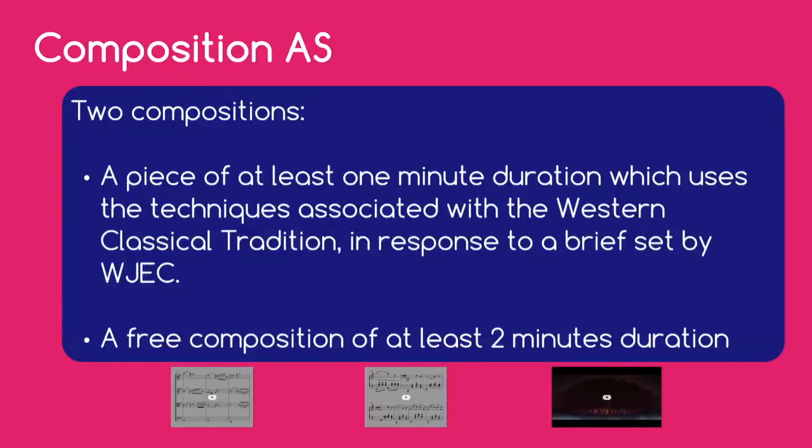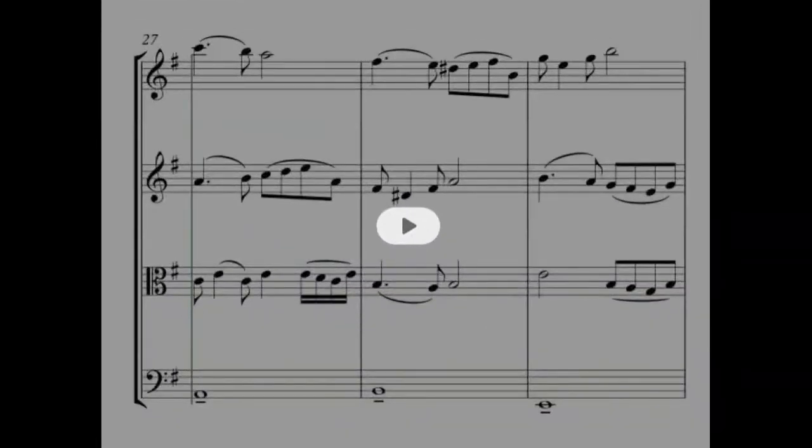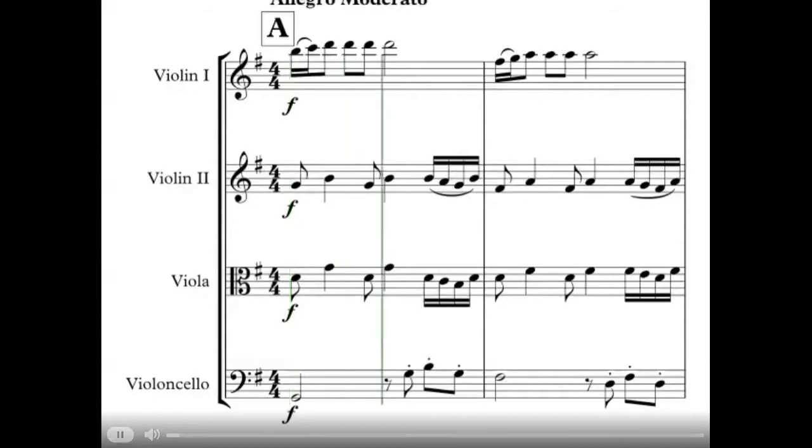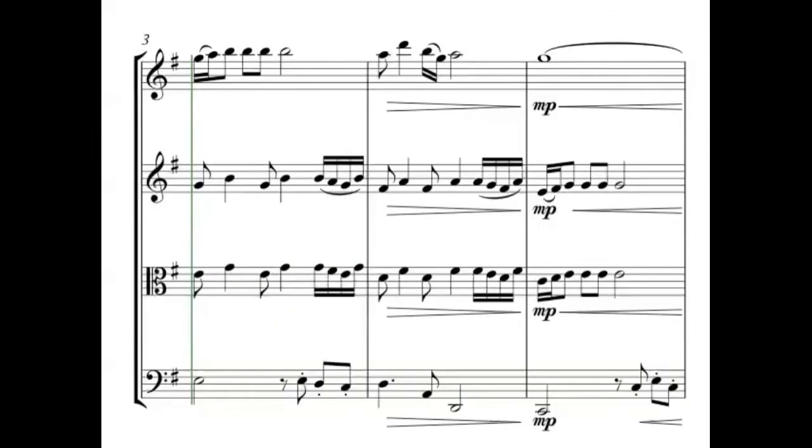But that can be for any combination of instruments in any style and executed by any means and using any software. Some examples of compositions that we've had in recent years are as follows. So this is an example of a string quartet that was written by a candidate a year or so ago in response to a brief.